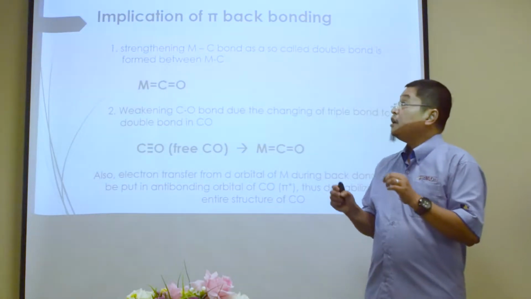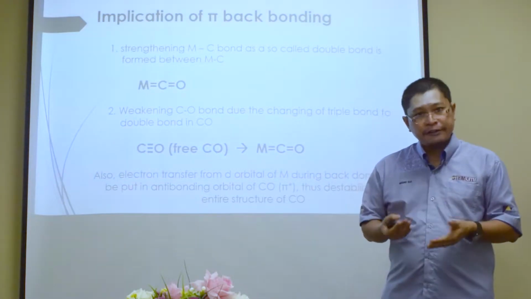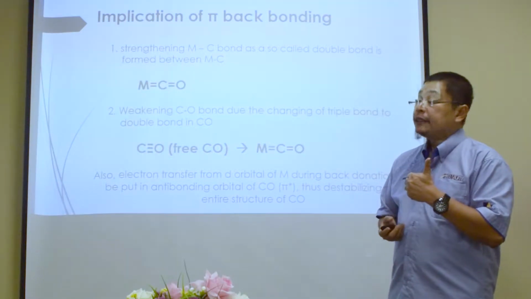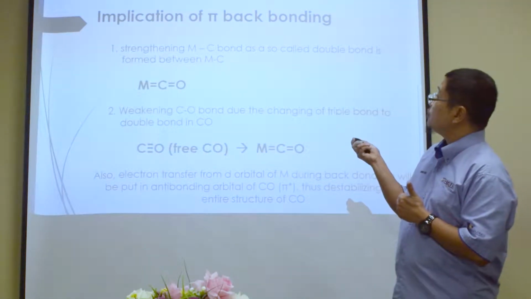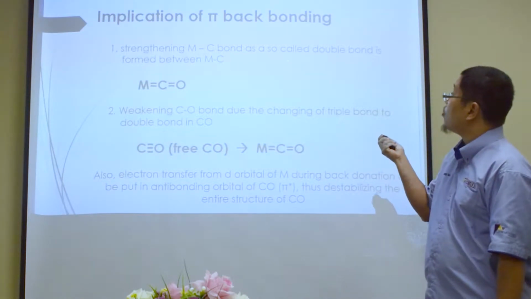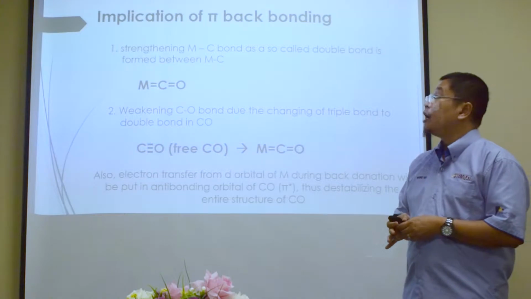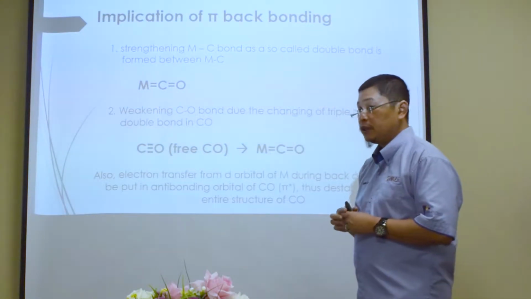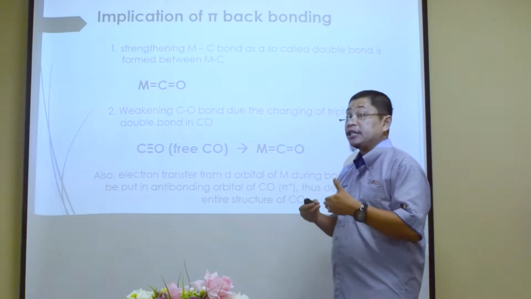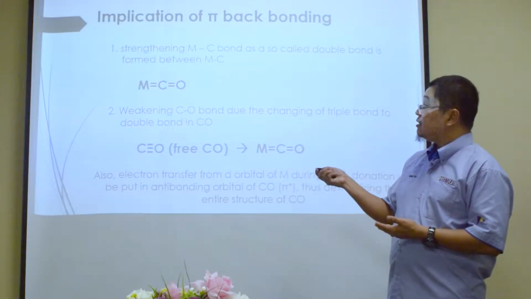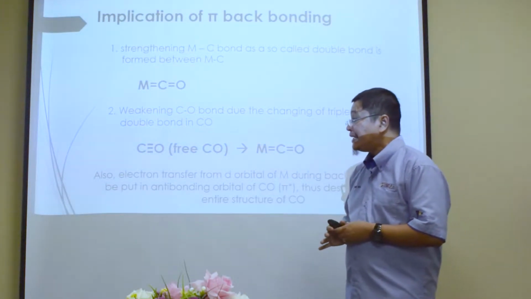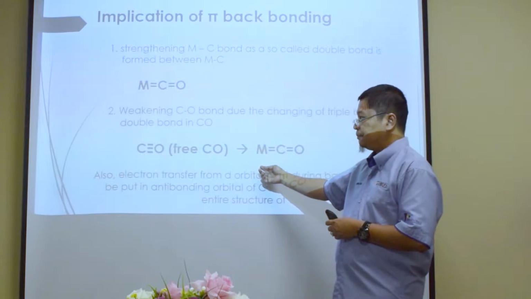The implication of pi back bonding is very significant. There are two implications. One, it strengthens the M to C bond, as a so-called double bond is formed between the M to C bond. And second, it weakens the CO bond due to the changing of the triple bond to double bond in CO, as shown in here.